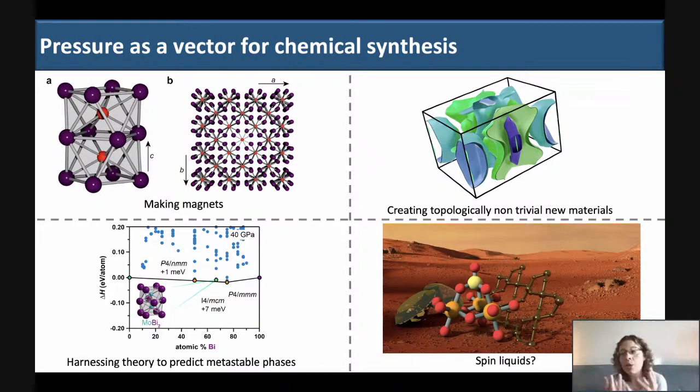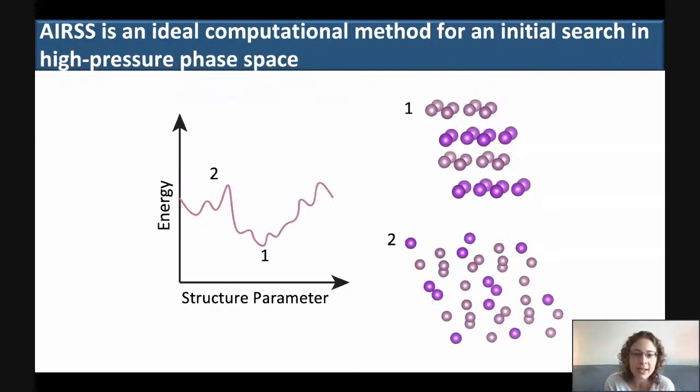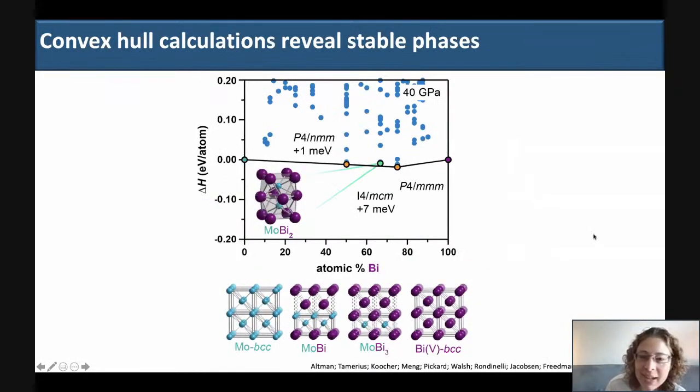Now, can we use phase stability calculations? So what we have here is the molybdenum-bismuth system. And molybdenum-bismuth is similar to iron in that you really don't see any mixing between the two phases. So Allison was able to use AIRSS, which is a computational method for structural prediction. And effectively, you're mapping out phase space.